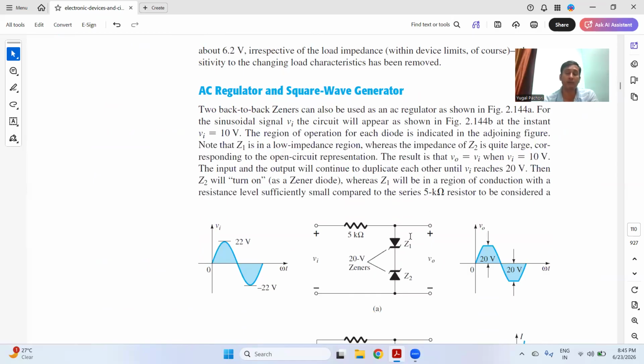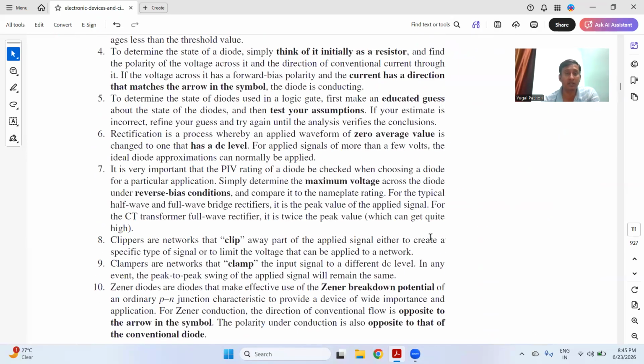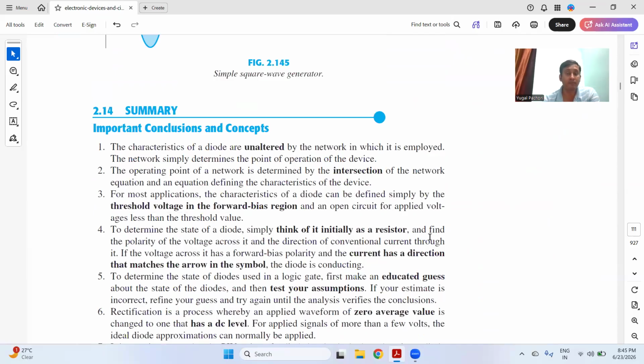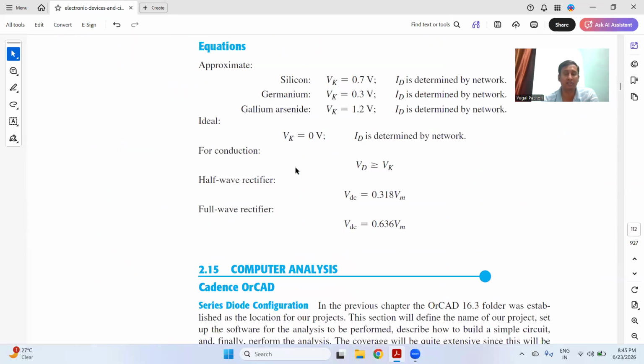So we have the regulator. A regulator can be designed with the help of the Zener diode, named after the scientist Zener, Z1 and Z2. So this was the thing. I think this was the summary of the second chapter, and you can read it out. I have already told you the number of applications and everything.